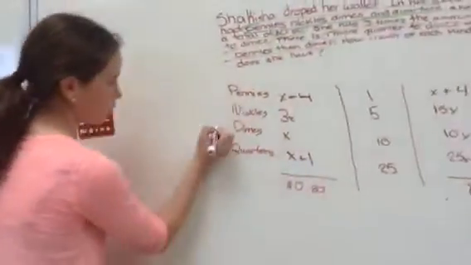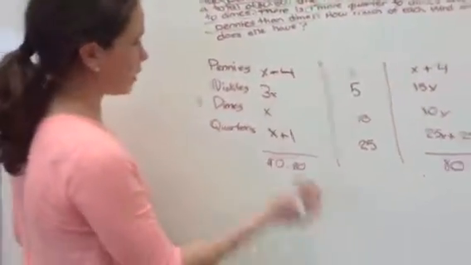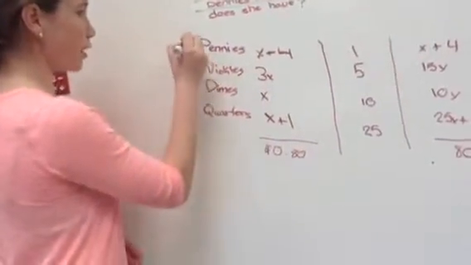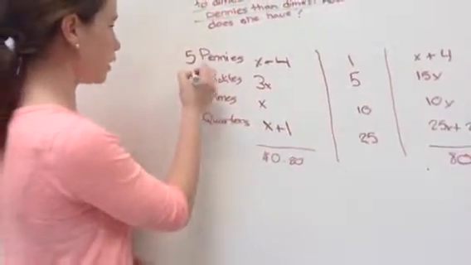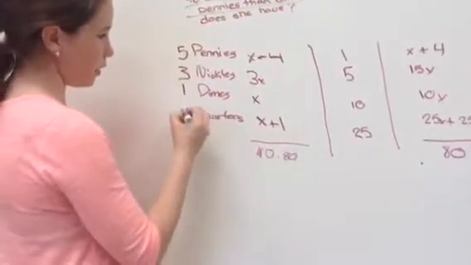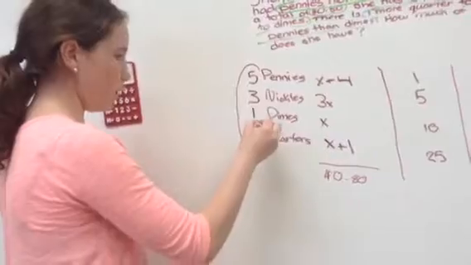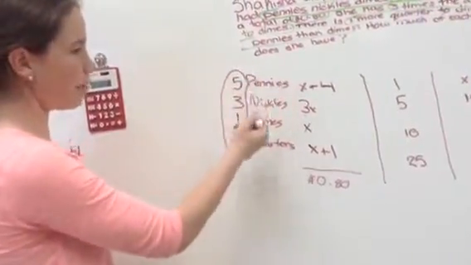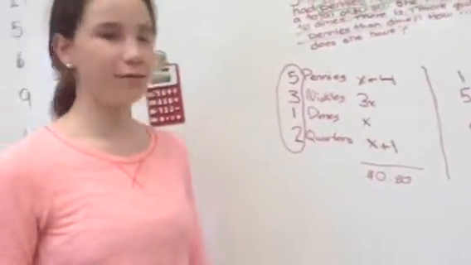Okay, so now that we have the variable, we are just going to put it into the question. So 1, and then we just go through the rest of the question. 1 plus 4 is 5. 1 times 3 is 3. And 1 plus 1 is 2. So those are the amounts of the coins: there's 5 pennies, 3 nickels, 1 dime, and 2 quarters.